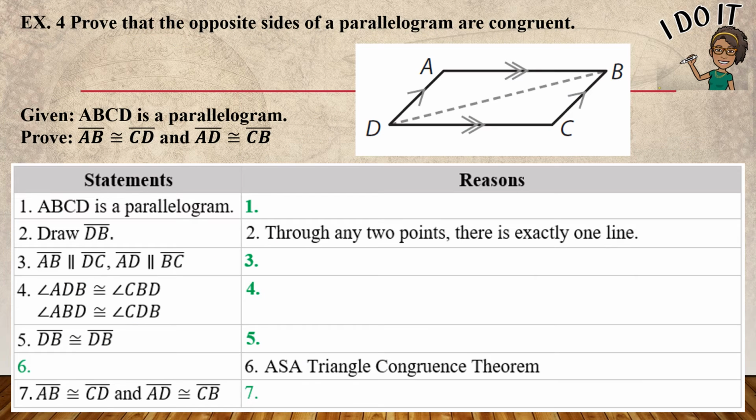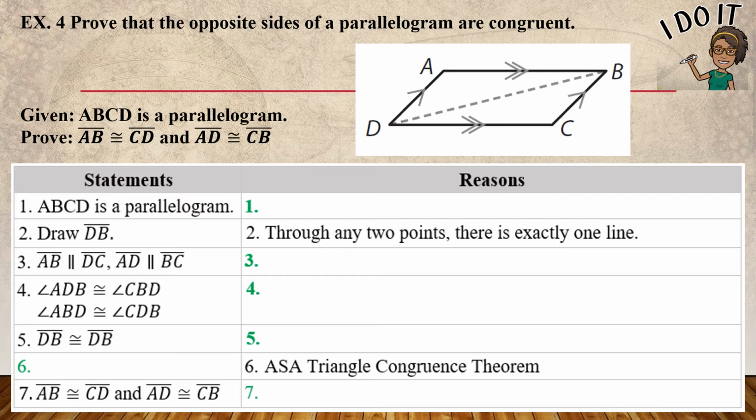All right, so we're going to go ahead and try out a proof. And it says here, for example 4, that we're going to prove that the opposite sides of this parallelogram are congruent. So they give us the parallelogram ABCD, and they want us to prove that segment AB is congruent to segment CD, and segment AD is congruent to segment BC.